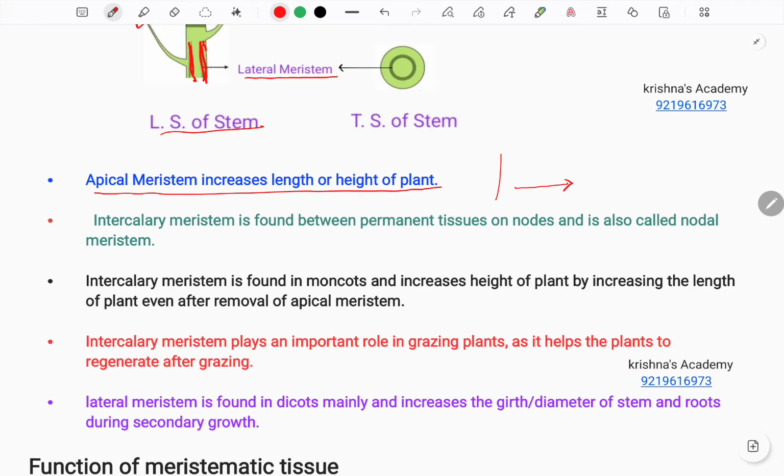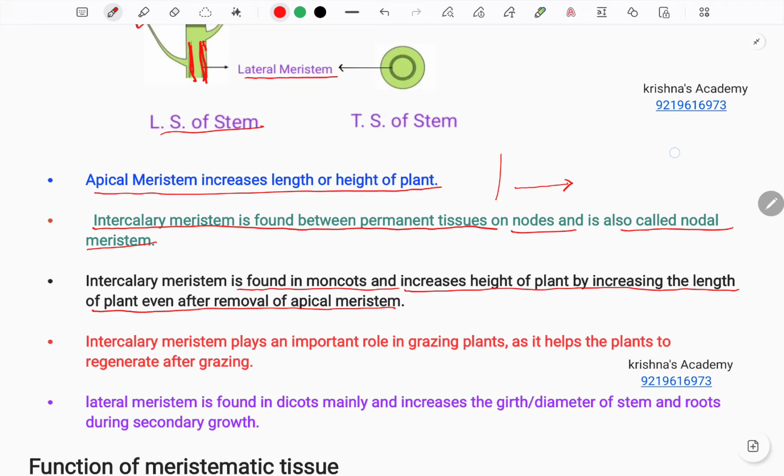Now the next one, intercalary meristem. As we discussed, it is present between the permanent tissue on the nodes. That's why it is also called the nodal meristem. Intercalary meristem, or the nodal meristem, is found in monocots and increases the height of the plant by increasing the length of the internode, even after removal of the apical meristem.